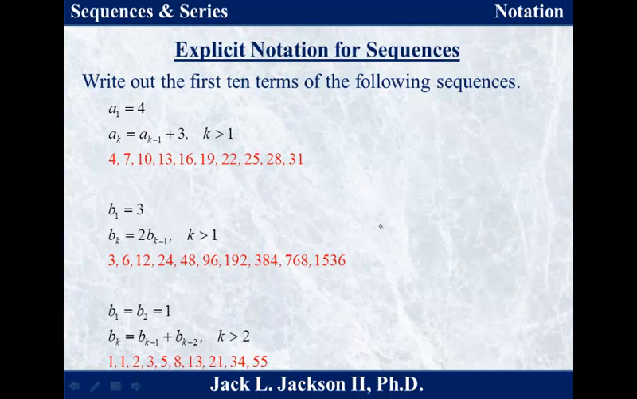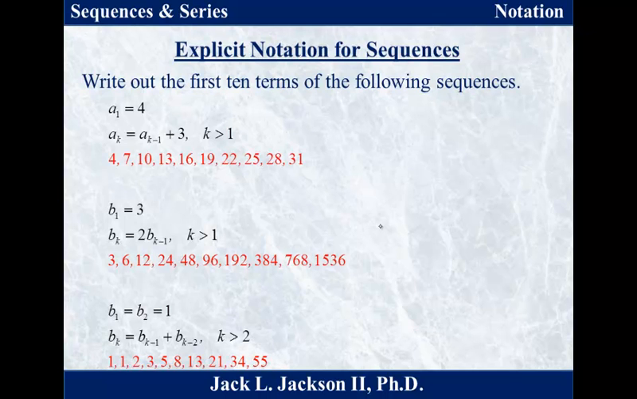Okay, so the first one says we start with the first term of 4, and to get the next term, each term we add 3 to the previous term. So we start with 4, add 3 to get 7, add 3 more to get 10, add 3 more to get 13, and so forth. The next one says we start with the first term of 3, and we multiply by 2 each time to get the next one. So 3 times 2 is 6, 6 times 2 is 12, 12 times 2 is 24, 24 times 2 is 48.